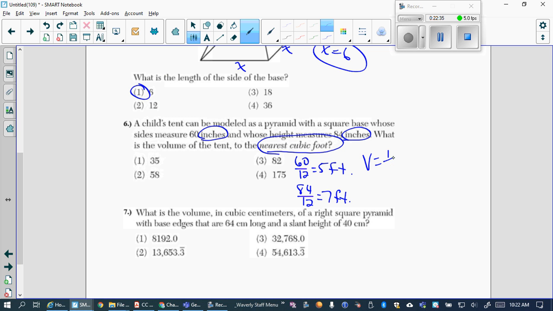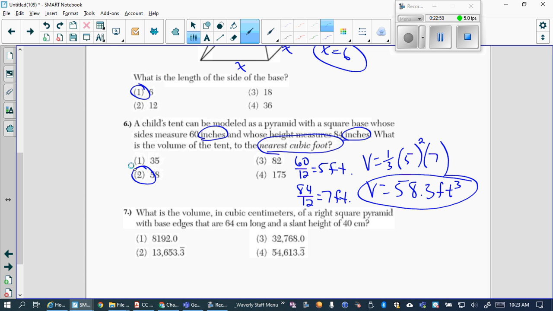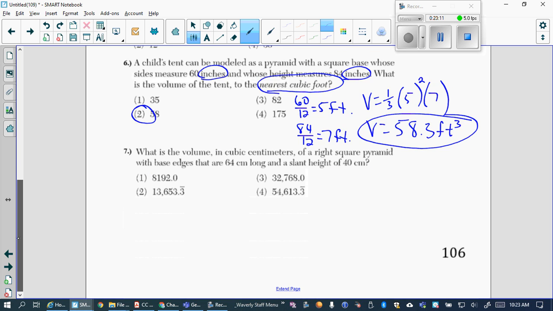So volume equals 1/3 times 5 times 7. And what was the height of it? Oh, 5 squared. Yeah, sorry. 5 squared times 7. Okay. So that gives us about 58.3 cubic feet. But rounded correctly, it's 58. Okay? So watch those units, guys. All right, we'll stop there. Let me give you what your problem set would be. Your problem set will be numbers 1 through 5.